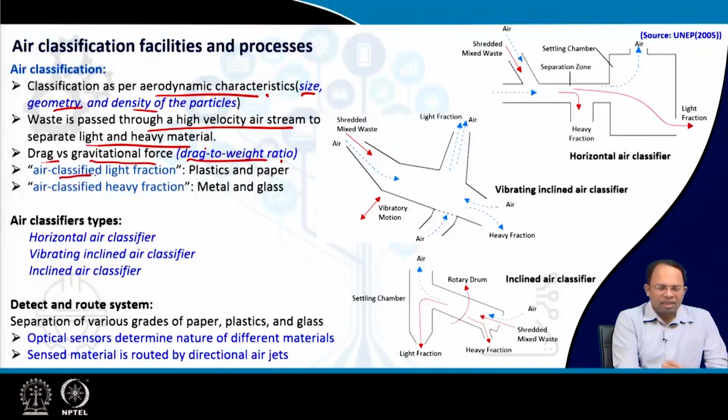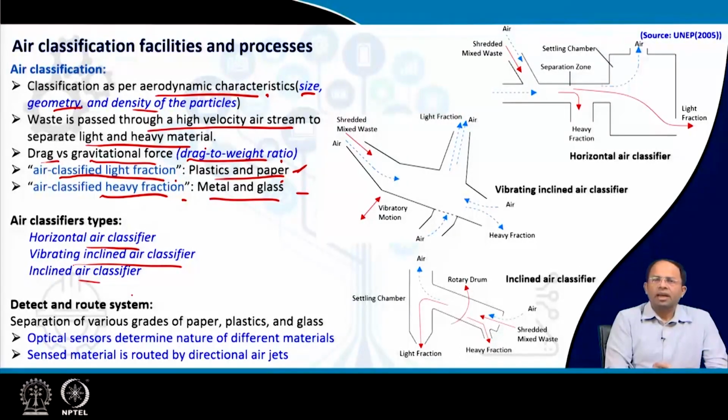So usually the air classified light fraction includes plastics and paper, whereas for the heavy fraction we have metal and glass. So that means in this stage we can separate papers and plastic as well as metals and glass. But still you have to separate plastic from paper and also metal from glass. There are different designs of these classifiers: horizontal air classifier, vibrating inclined air classifier, and even vertical air classifiers, right?